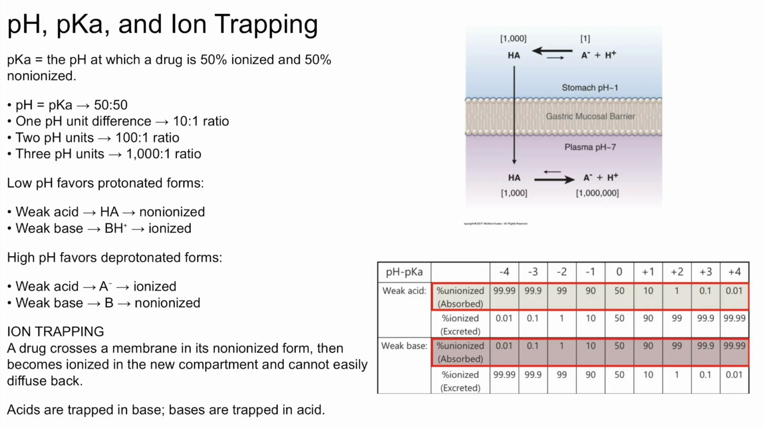Ion trapping occurs when a drug crosses a membrane in its non-ionized form and then becomes ionized in the new compartment. It cannot diffuse back. Therefore, the weak acid becomes trapped on the more basic side, while the weak base becomes more trapped on the acidic side. It's just putting them in a little cage. It's almost like those little wasp traps where they can fly in, but they can't fly out. That's exactly what you're doing here.